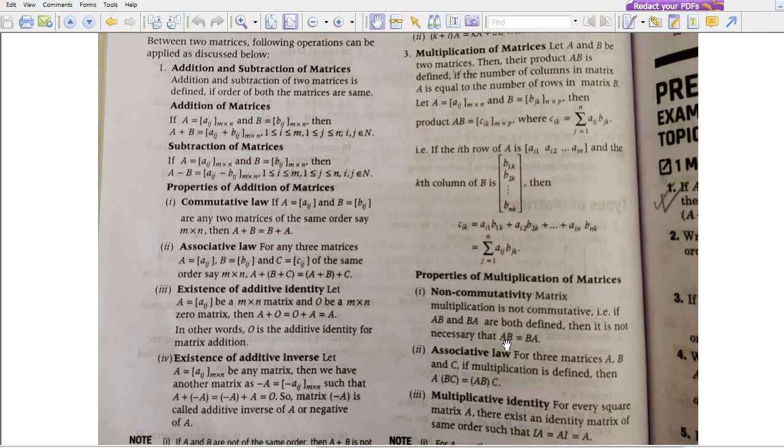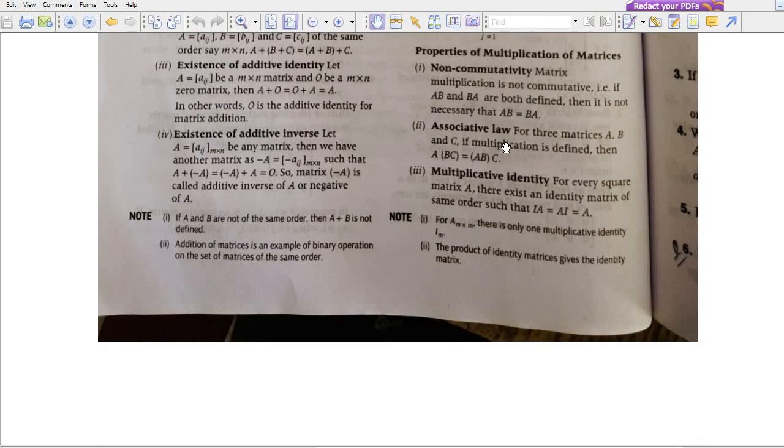Maybe sometimes AB is equal to BA, but it does not always happen that AB is equal to BA. But it satisfies the associative law. That means A into (B into C) is equal to (A into B) as a whole into C. Now multiplicative identity. In case of matrices, the identity matrix is called the multiplicative identity.